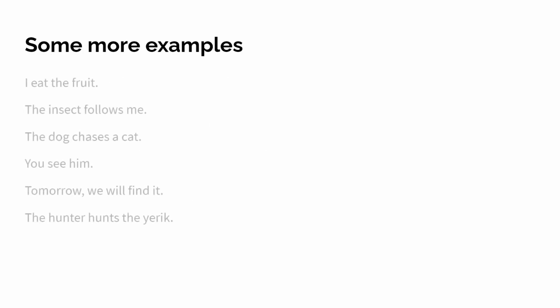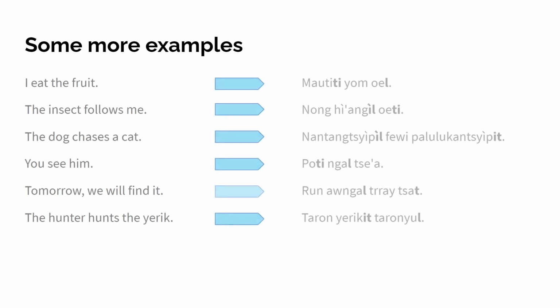Let's look at some more examples. Again, English, and what becomes Na'vi. "I eat the fruit." I am the one eating, so oi, I becomes ngal. Eating or to eat is yom, and the fruit is the thing that is eaten, so it's a direct object, so it becomes mautiti. "The insect follows me." "The dog chases the cat." "You see him."